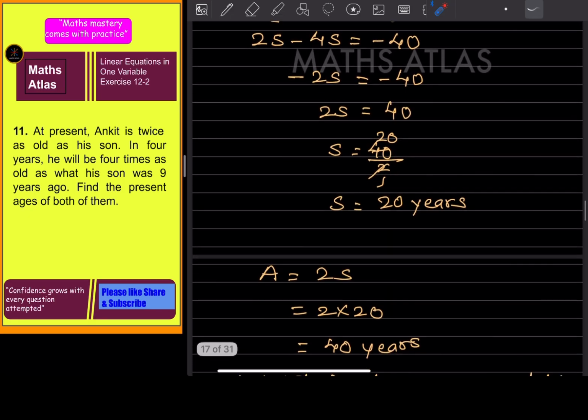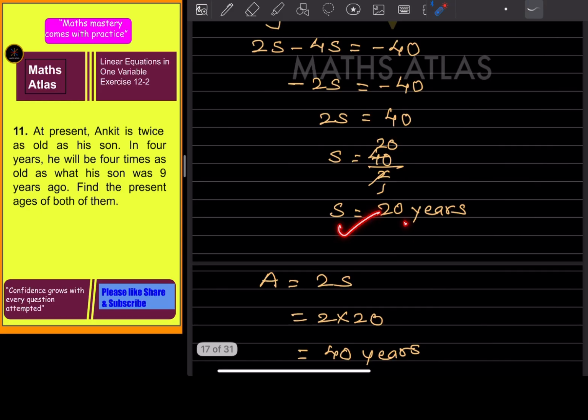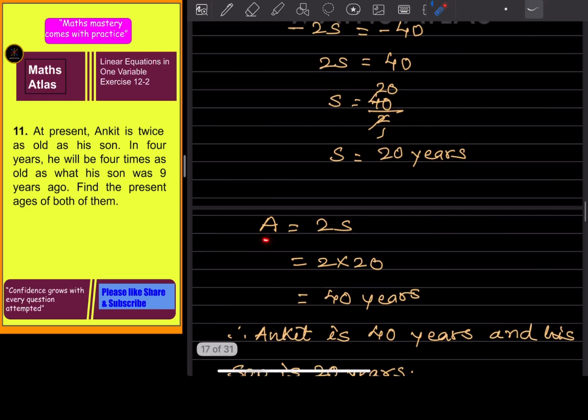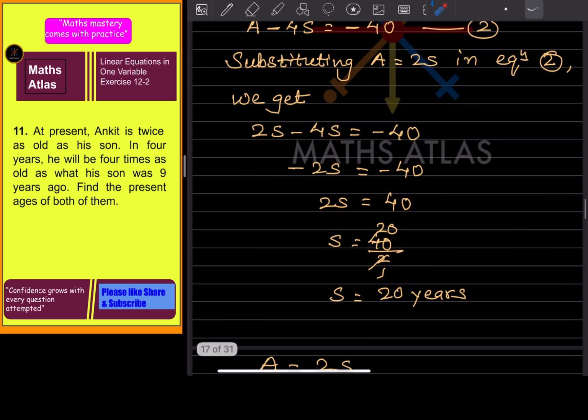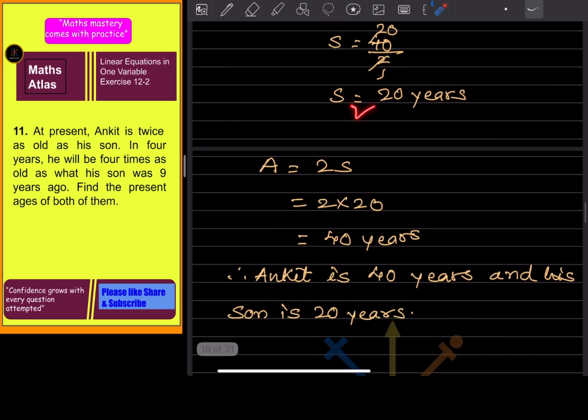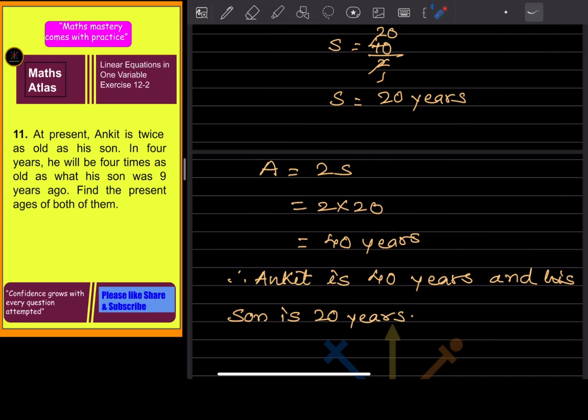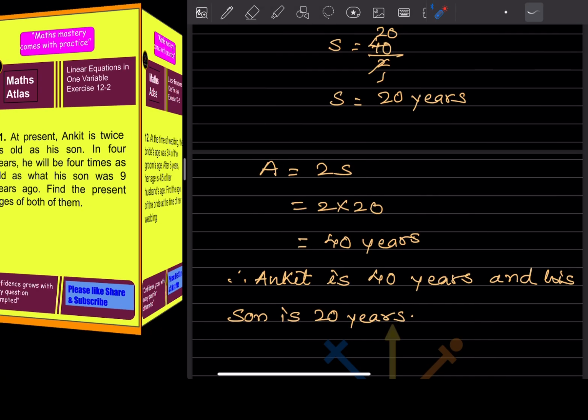So we got S as 20 years. We have to find the ages of both of them. If we want the age of A, A is 2S, so we put S is 20. So A is going to be 40 years. So Ankit is 40 years and his son is 20 years. Now let us go with the next question.